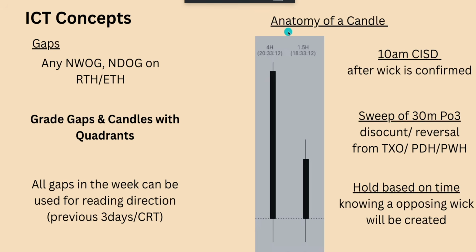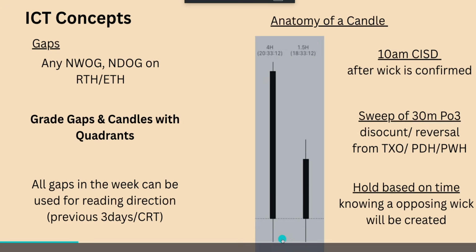When I refer to the anatomy of a candle, the most important thing when we're trading is figuring out when either our 4-hour candle is going to form, our body and our wick is in place, or our 90-minute candle is going to do that. And same with our 30-minute. So how I look at the anatomy of a candle, especially if we're trading 10 a.m., is after this 10 a.m. is put in place, any CISD after that, and the wick is confirmed for that high, then we're trading into the direction of our 4-hour. And you have to keep in mind that we are going to have a retrace, a pullback, to then close in that 4-hour.